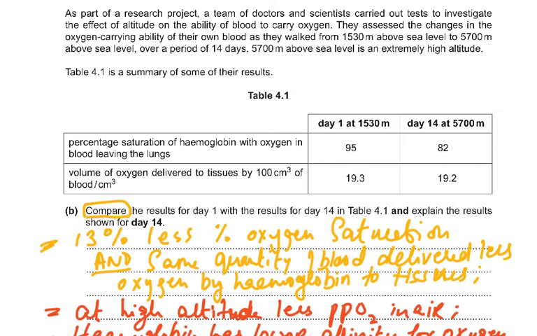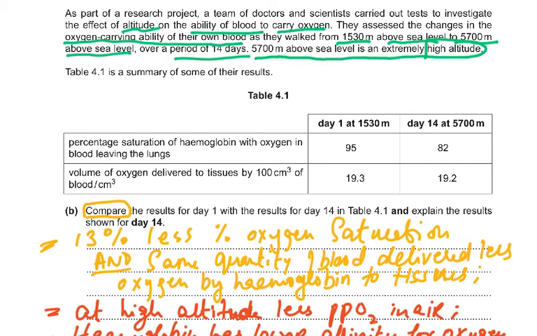As part of a research project, a team of doctors and scientists carried out tests to investigate the effect of altitude, height, on the ability of blood to carry oxygen. They assessed the changes in the oxygen carrying ability of their own blood as they walked from 1530 meters above sea level to 5,700 meters above sea level over a period of 14 days. And 5,700 meters above sea level is an extremely high altitude. Like, for instance, in Pakistan, when we go to Murree, it's at a higher altitude.